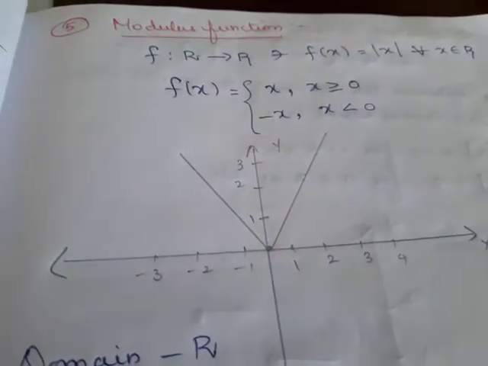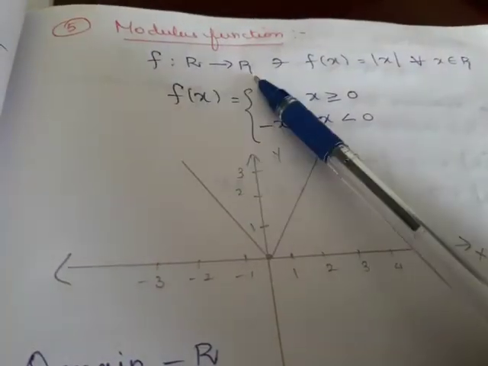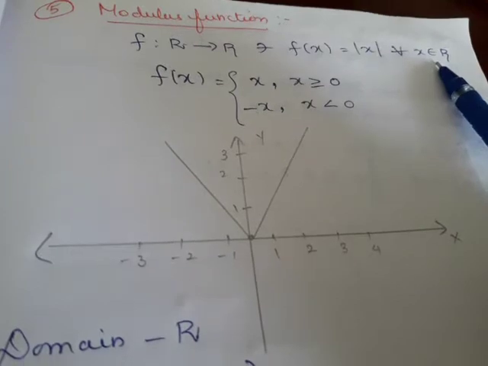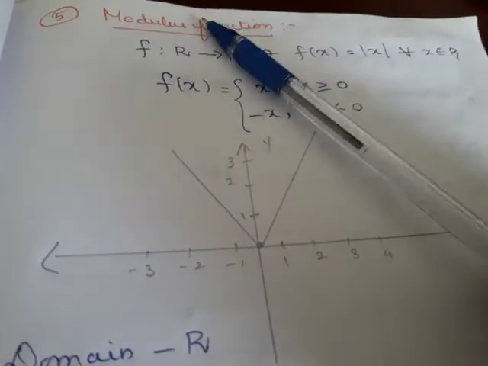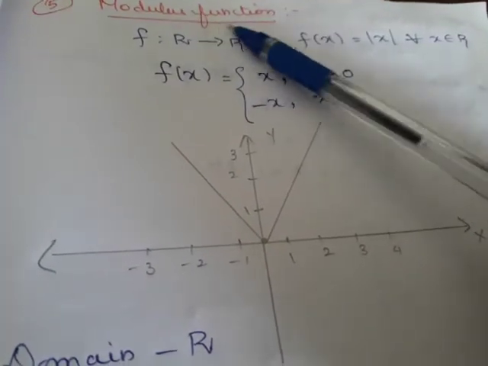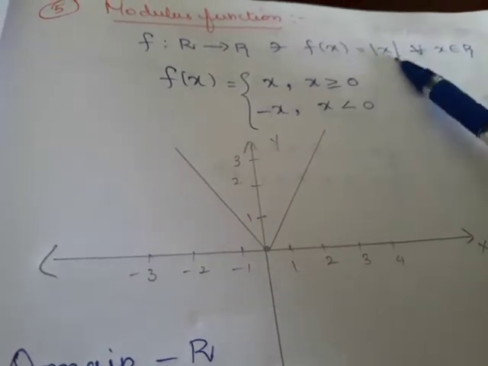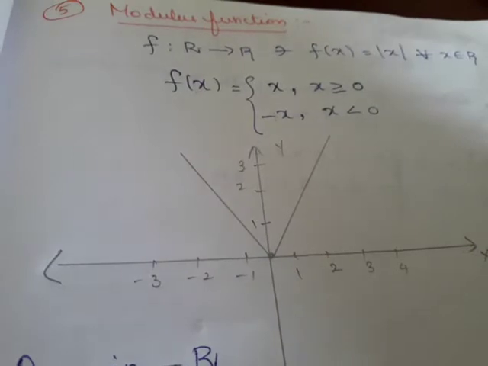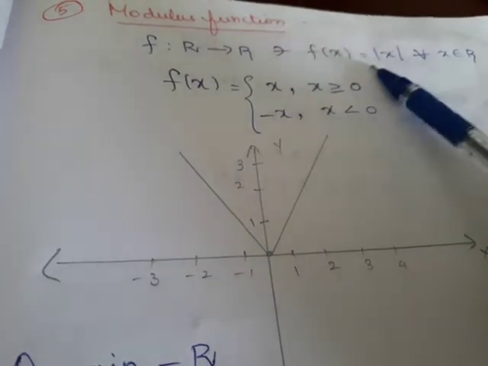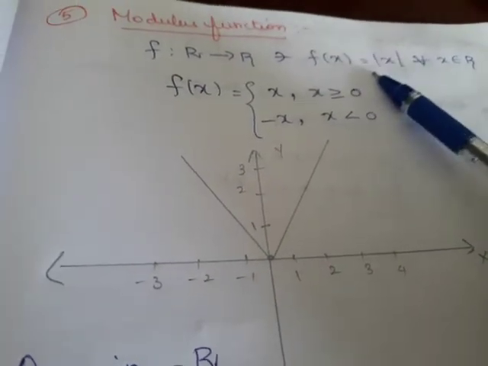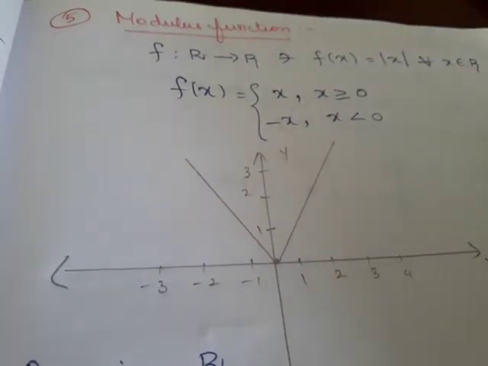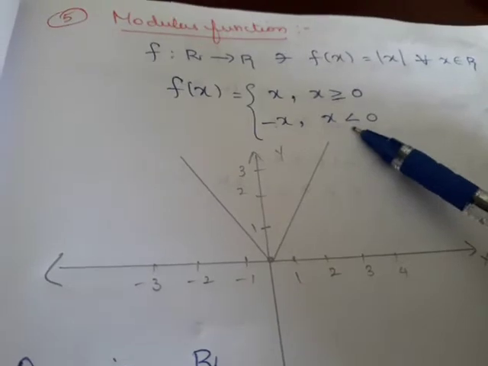What is meant by modulus? It's a function defined from R to R. f of x equals modulus of x for every x belonging to R. Hope you would have come across this modulus symbol. If we write a number inside modulus, we will take only the positive value. If we have minus 2 inside modulus, we will take only 2. So in spite of its sign, we will take only the positive value. That's how the function is defined here.